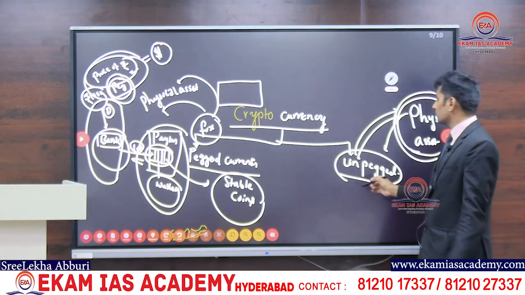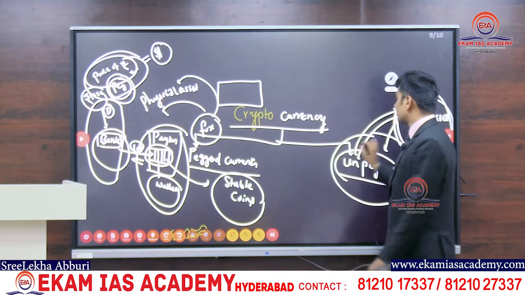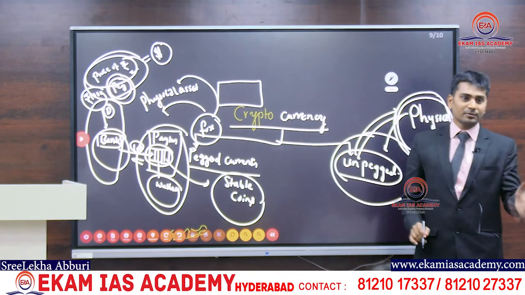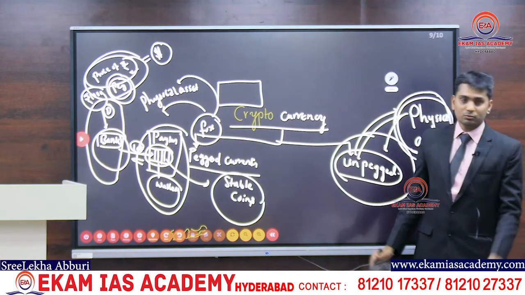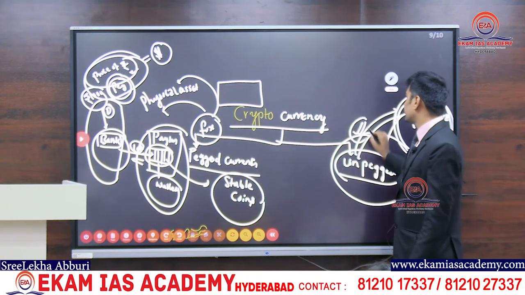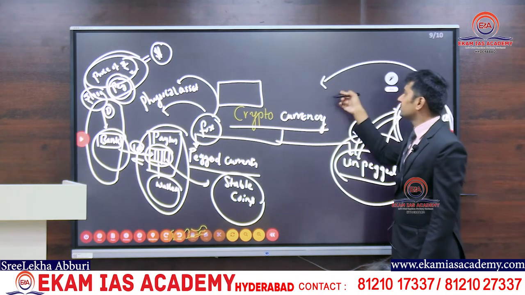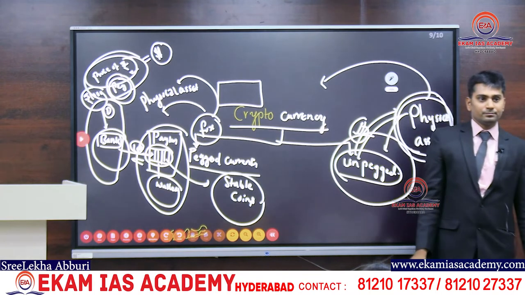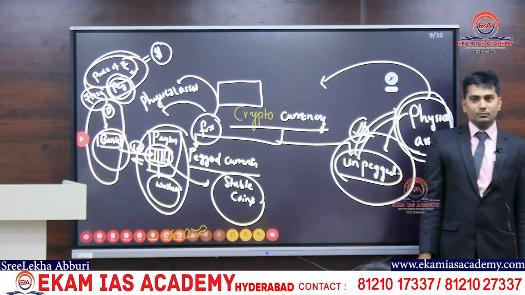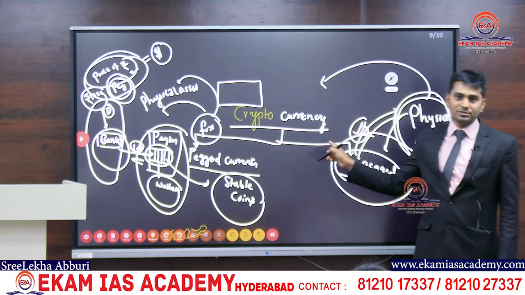So if there is some like that, they can do it, which means they are developing their own ecosystem just for playing of games. Are you understanding? So this is called unpegged coins. They are having no physical asset backup. Got this logic? You understood what is this?